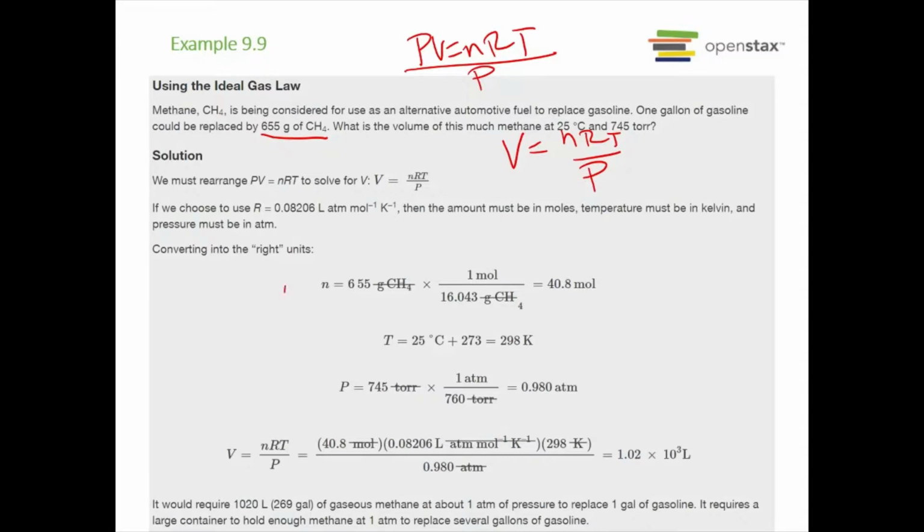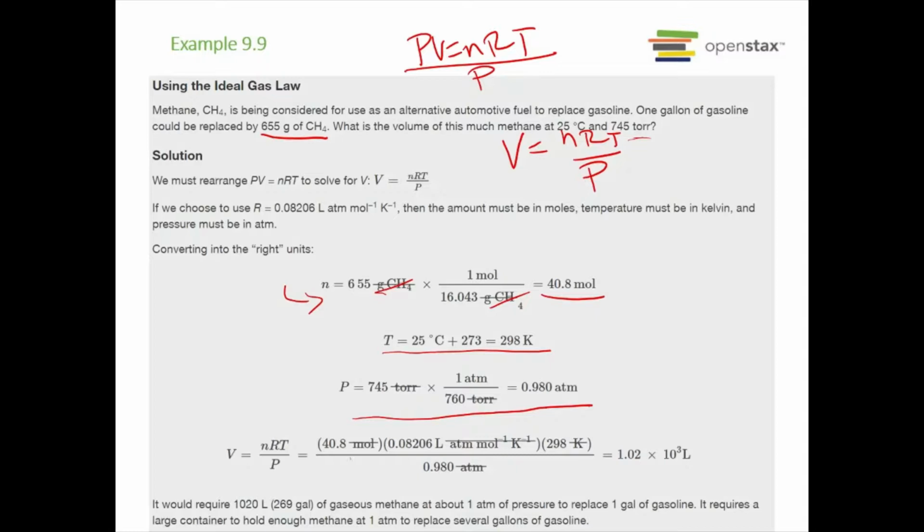So we have down here now 655 grams of methane times 1 mole per 16.043 grams gives us 40.8 moles of methane. We were given a temperature of 25 degrees Celsius, so we need to make that Kelvin. And lastly, we were given our pressure in torr, which we need to make into atm. There's 1 atm per 760 torr. And now we have everything we need to go ahead and plug and chug.